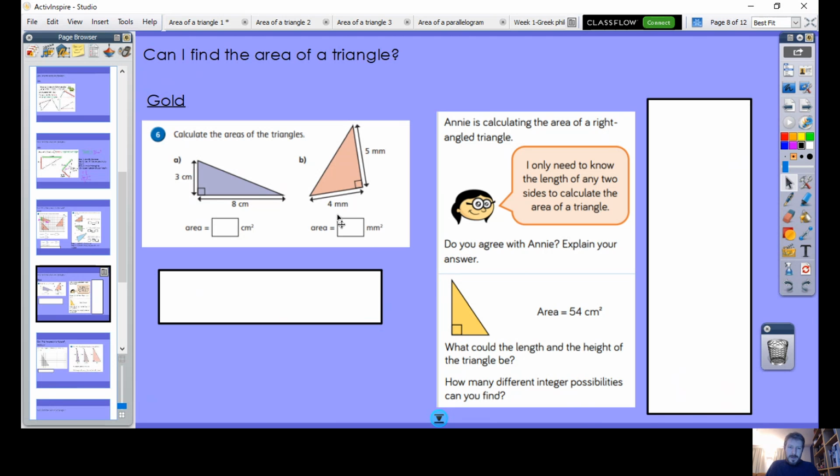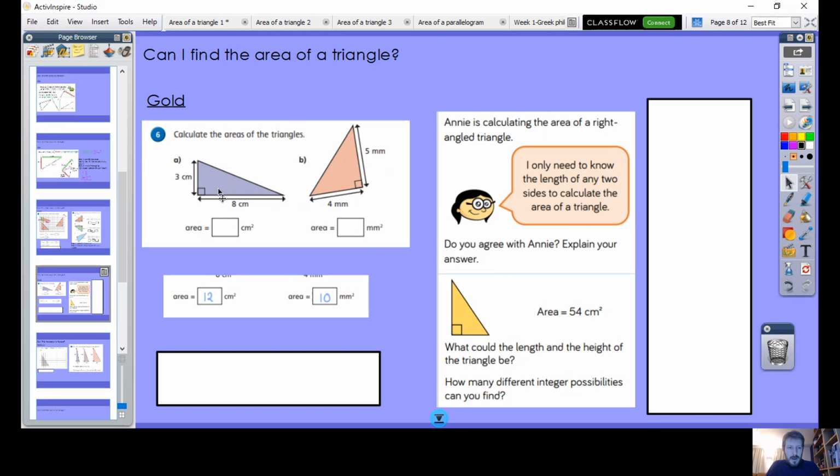So you need to calculate the area of these triangles. And we've got a question for you to think about here. Annie's calculating the area of a right angled triangle. And she says, I only need to know the length of any 2 sides to calculate the area of a triangle. Do you agree with Annie? Explain your answer. And then we've got an area, and what could the length and the height of the triangle be? What different possibilities could you come up with? So it's a little bit more open-ended for you to think about there. So pause the video and have a go at these questions.